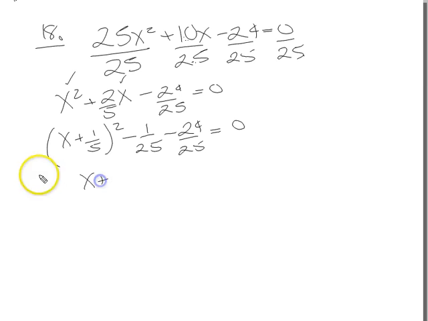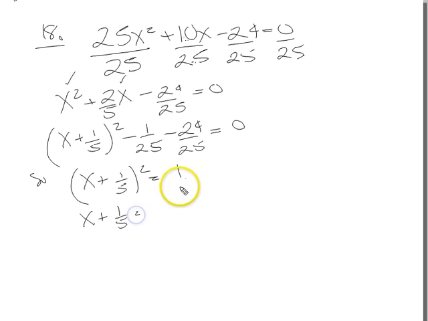Okay, so we get x plus a fifth squared then equals 1, doesn't it? Square root both sides, and to undo a square, use square root. And the square root of 1 is 1 with a plus minus. We can take care of those possibilities there. So now move the fifth over. Minus 1/5 plus 1 or minus 1, yeah? That's the answer.